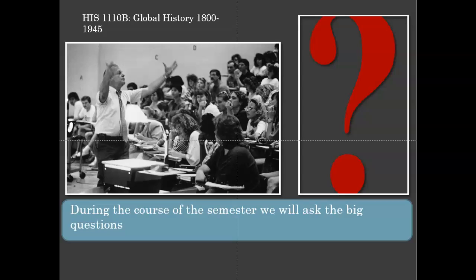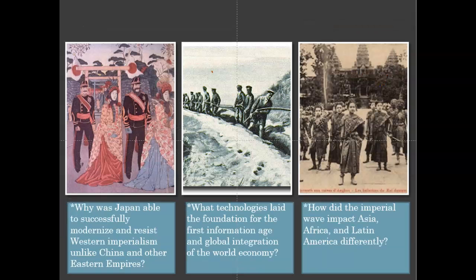In particular, throughout this semester, I'm going to ask you big questions that are going to have you look critically at the past and also make connections between the 19th century and present contemporary Canada. Among the subjects that we will explore are Japan and Japanese exceptionalism. Why was this country so successful in modernizing, unlike so many of its rivals, even countries like China that seemed more positioned? What were some of the technologies that laid the foundation for the first information age and the first period of rapid global integration?